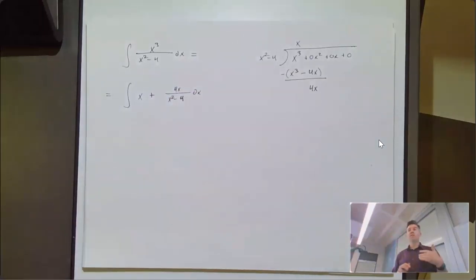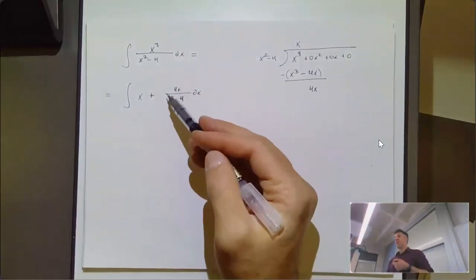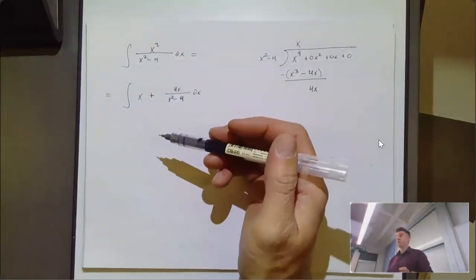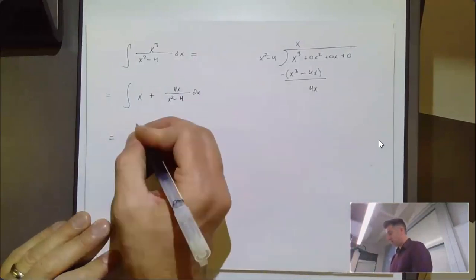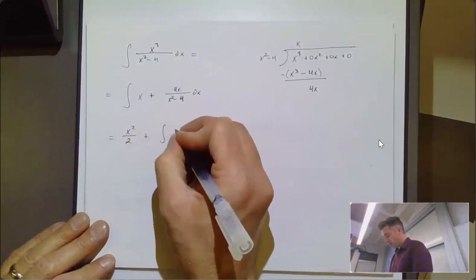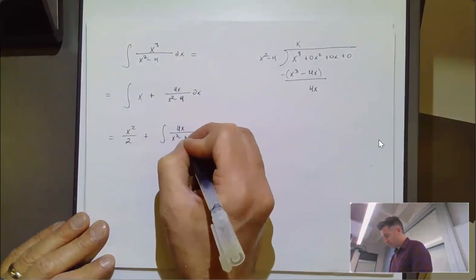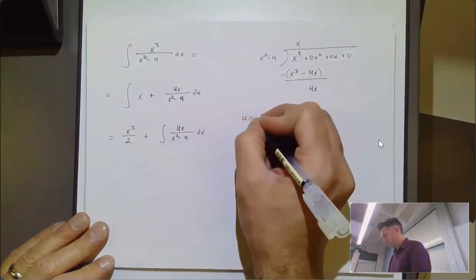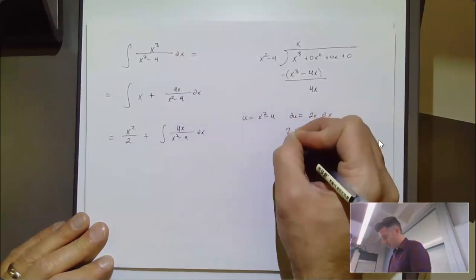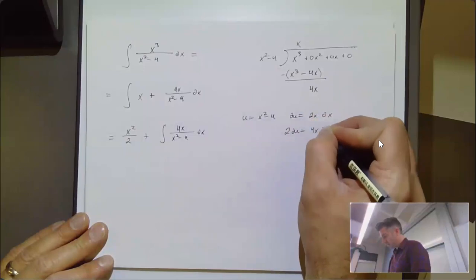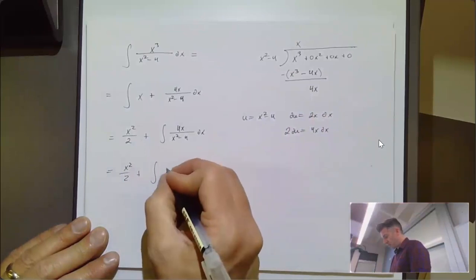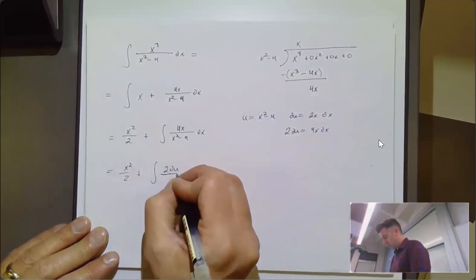And this is the situation I was talking about before, where while we could do partial fractions here, this new fraction is one where I can just do a u substitution. So I'm going to rewrite this as the integral of x, which gives x squared over 2, plus the integral of 4x over x squared minus 4. We can do a u sub, letting u equal the denominator. du is going to be 2x dx, so 2 du is going to be 4x dx. So I can rewrite this as x squared over 2 plus the integral of 2 du over u.